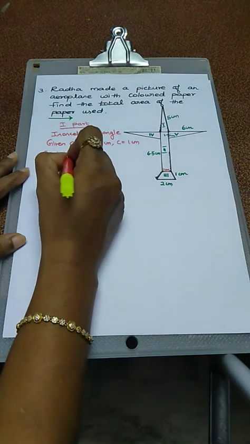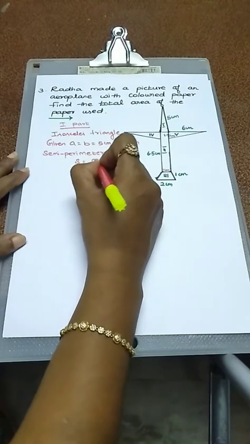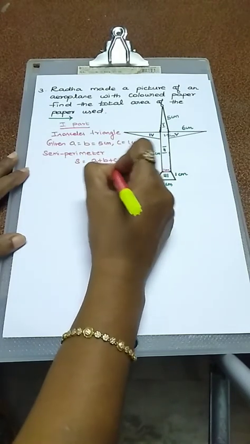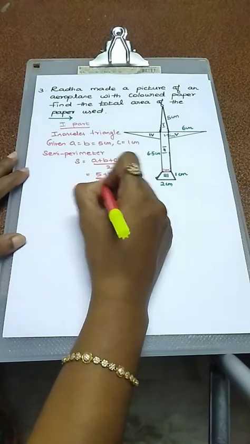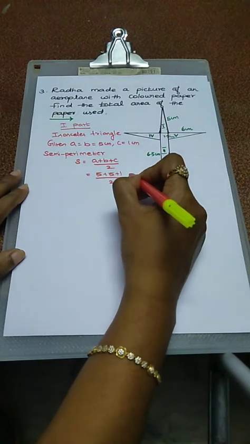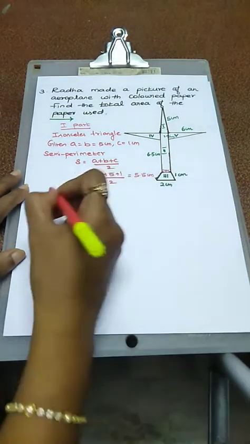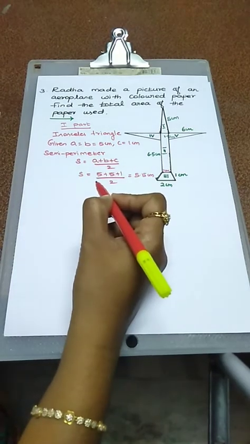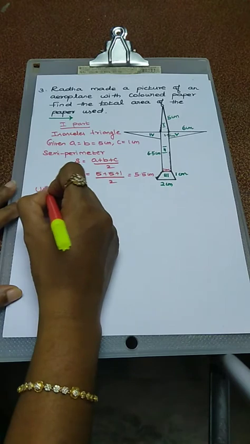So semi-perimeter, how can we find the semi-perimeter value? S is equal to A plus B plus C divided by 2. So 5 plus 5, 10, 10 plus 1, 11, 11 by 2. That is actually 5.5 centimeter. This is our S value. Next, using Heron's formula, we calculate the area of a triangle.